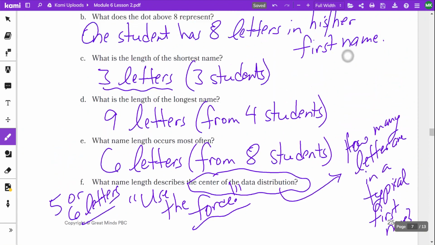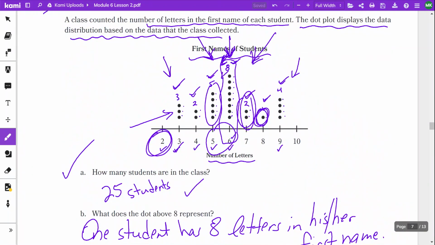I just kind of look at that dot plot and I give a little bit of a guess and see how it goes. All right, so that's the deal, folks. That's taking a look at the center of distribution the best you can.